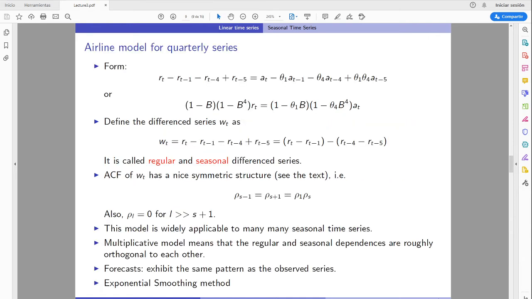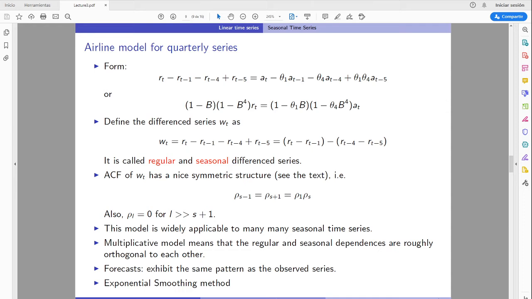So now I'm going to say some words about the airline model for quarterly series. It has two nice forms. The first one looks like a sort of ARMA model. It's missing t minus 2 and t minus 3, but it looks like what we are considering is the quarter we're in, the previous quarter, the quarter we were in last year, and the previous quarter, but 1 year before. So that's what we are playing with.